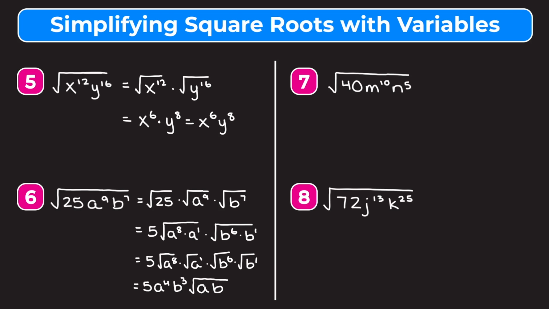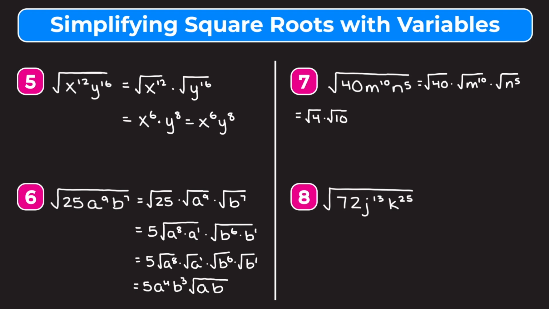Let's move on to example 7. So this time we have the square root of 40, m to the 10th, n to the 5th. So I'm going to break this up into 3 separate roots. So I have the square root of 40 times the square root of m to the 10th times the square root of n to the 5th. And then down here underneath it on the left, there is not a nice whole number answer for the square root of 40, so we have to simplify this. So remember, when we're simplifying square roots, we need to think of a perfect square that goes into the number under the square root. So we need to think of a perfect square that goes into 40. Now it's going to be 4. So we can break up the square root of 40 into the square root of 4 times the square root of 10.